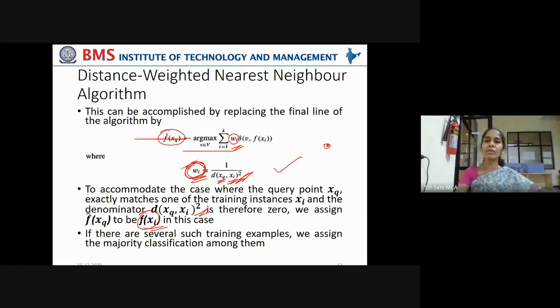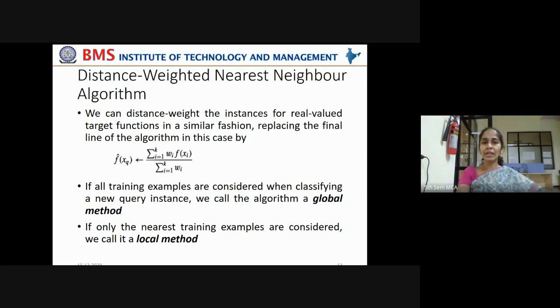Means that it will automatically be considered as the nearest neighbor without making the weight infinite. Got it? If there are several such training examples, we assign the majority classification among them. This is obvious, right? If there are many matching training examples, then the classification is made according to majority vote.